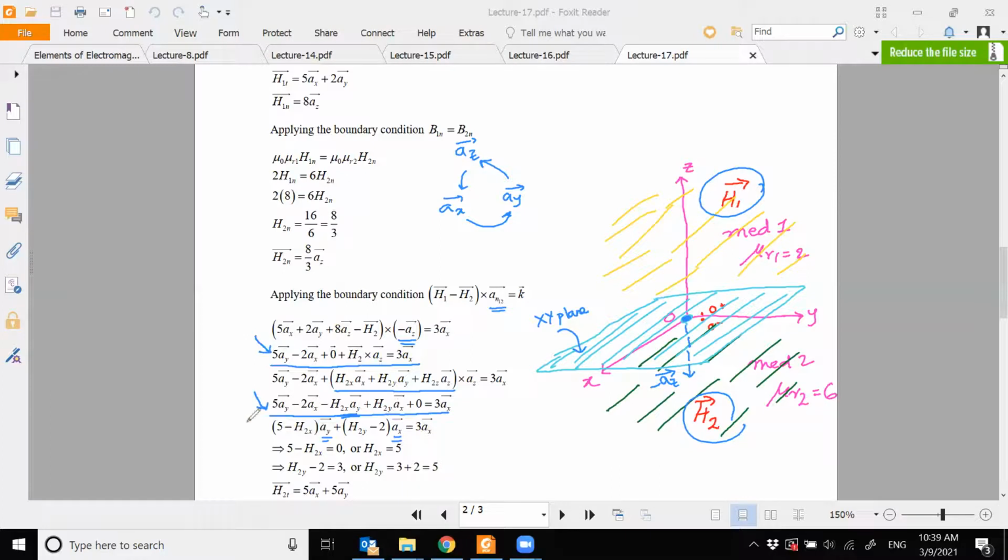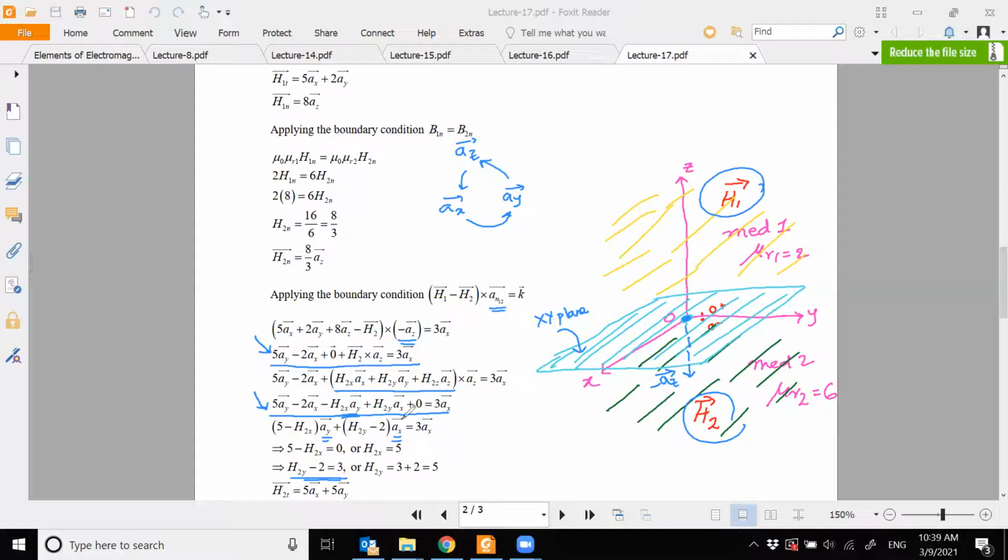Now let's equate. The components of the vector on the left hand side must be equal to the component vectors on the right hand side. Is there any AX component here? Yes. So H2Y minus 2 should be equal to 3. So H2Y minus 2 is equal to 3.